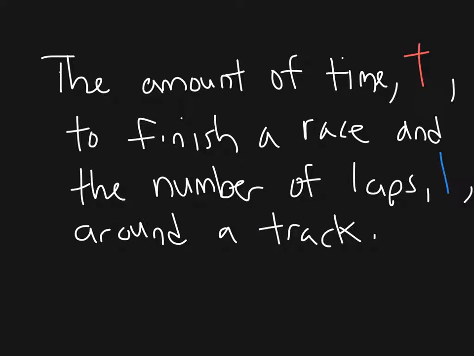So once again in this problem, we're trying to identify the dependent and independent variable. So in this case here, the amount of time, T, to finish a race, and the number of laps, L, around a track. So which one is affected by the other one? Well, in this case here, the amount of time is affected by the number of laps that you have to run. If you have to run more laps, then it's going to take more time. So L is going to be your independent variable, and T is going to be your dependent variable, because it depends on what L is.